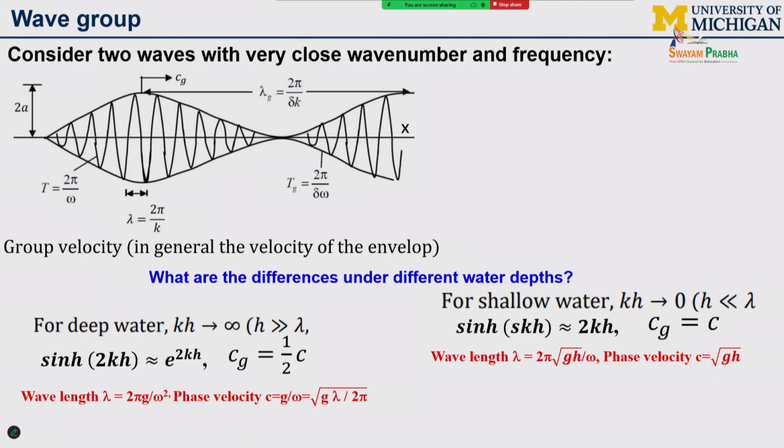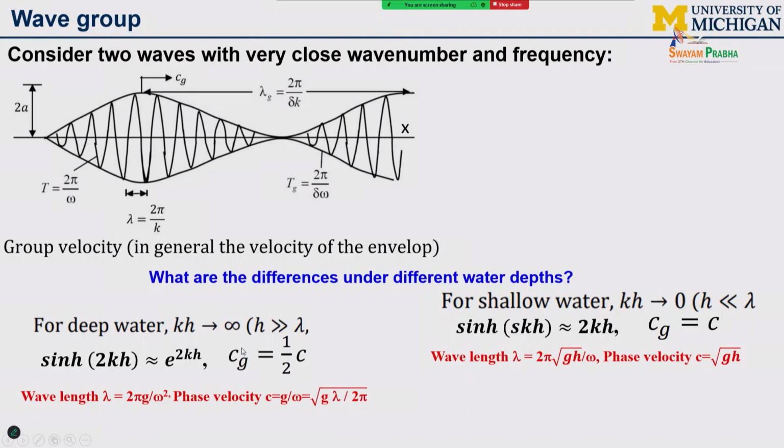Okay, let me say that way. For deep water, usually we say you have a long wave, and because lambda is larger, the long wave will travel faster, right? If you have a short wave, it travels slower. No matter what, you have such an envelope, and the group velocity is half of the phase velocity, right? In shallow water, they are the same. The intermediate case is just in between.